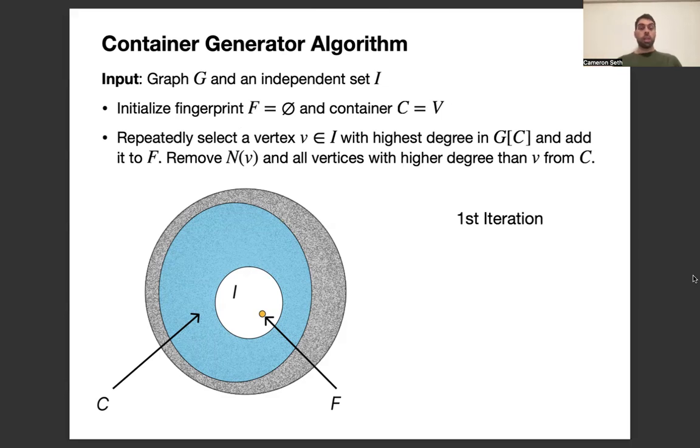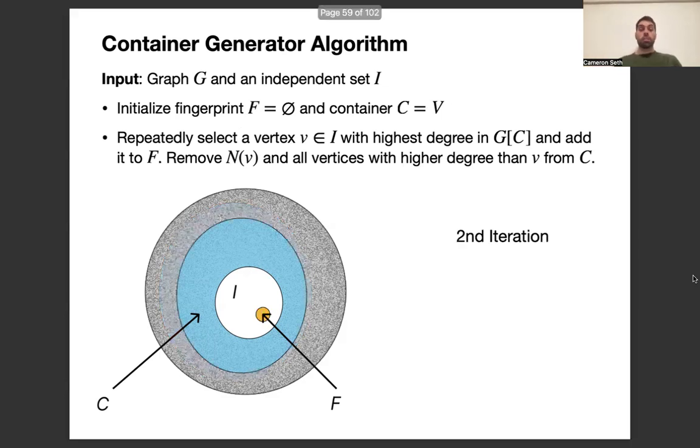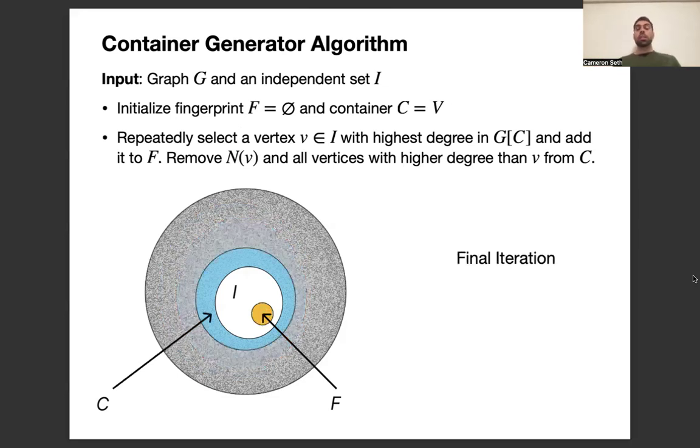And then we can repeat it. I can tell you another fingerprint vertex, and you can reduce the container even further. We can just keep repeating this until we're happy with the size of the container. At the end of this, we're going to call the vertices I sent the fingerprint of the independent set, and we'll call the container the container of the independent set.